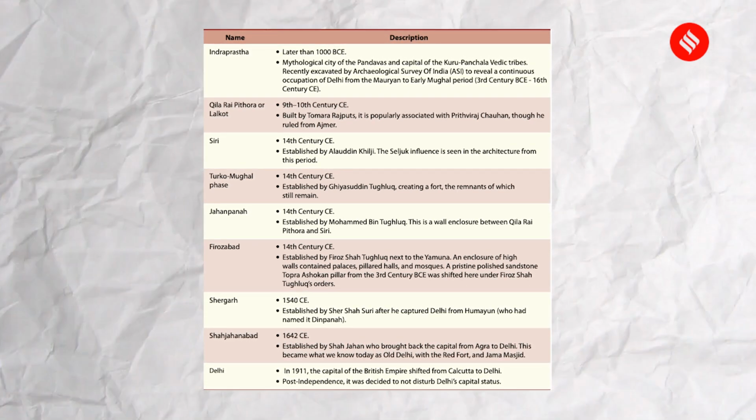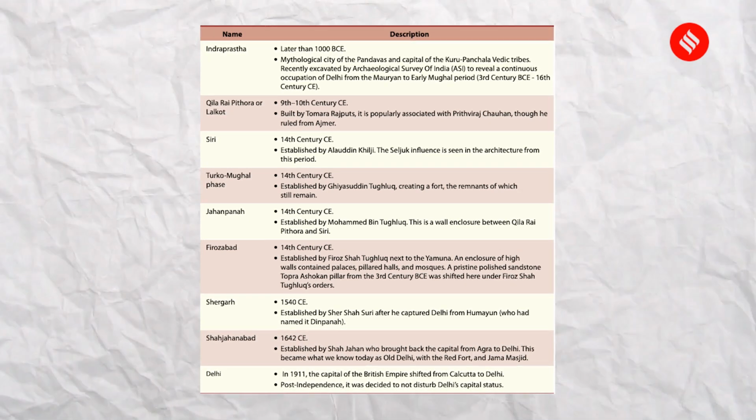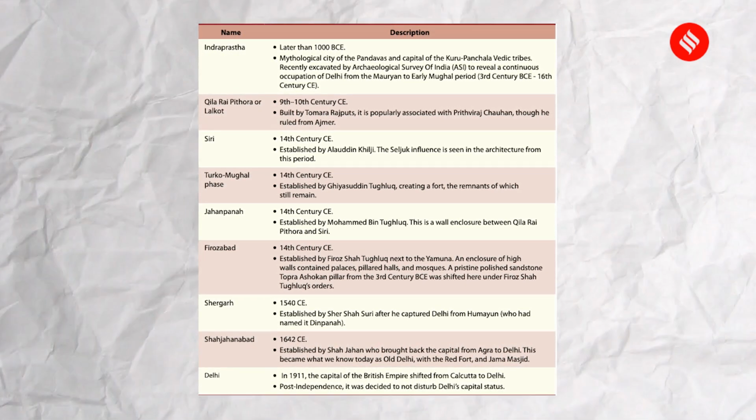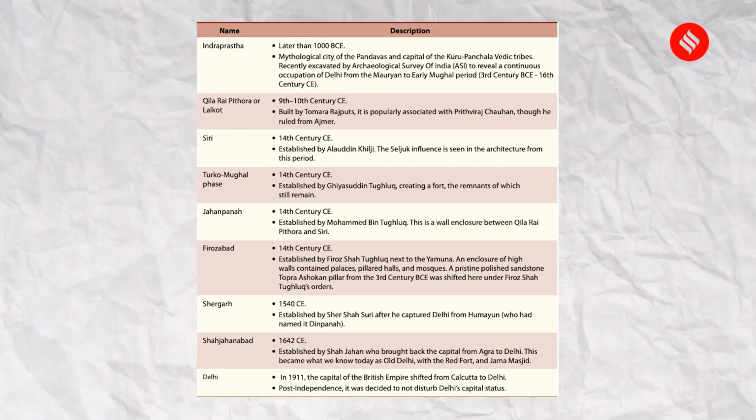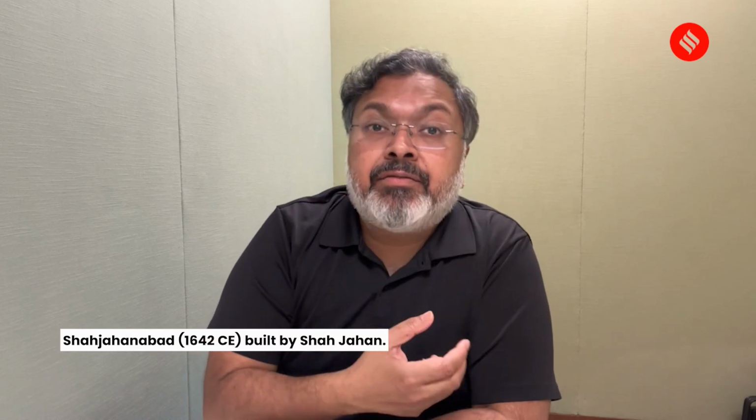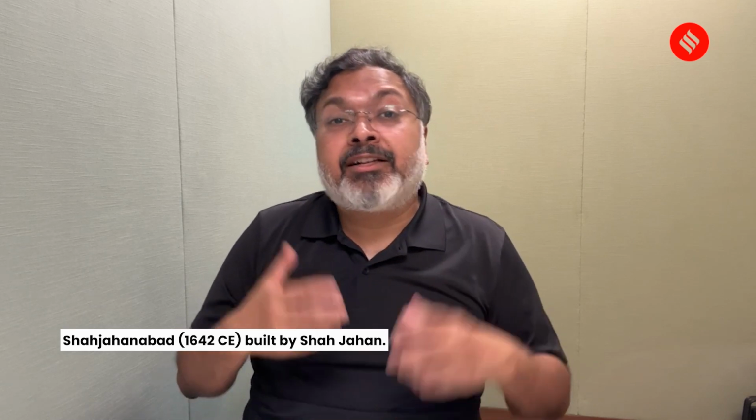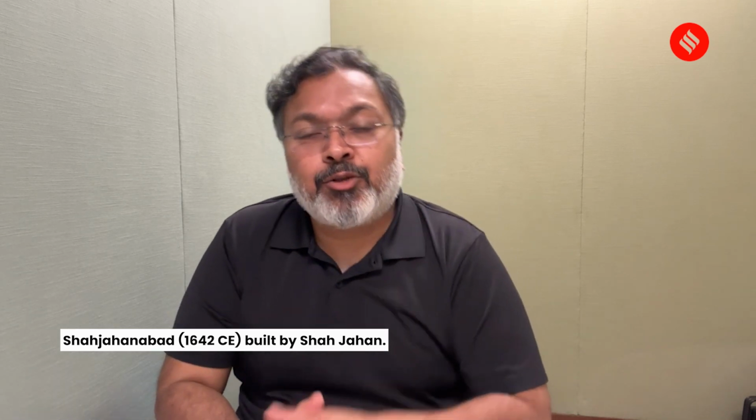These are built by the Lodis, and then you have the Mughals coming in, and so you have the Purana Killa being built. Purana Killa means the old fort; the Naya Killa is the Red Fort. The Purana Killa was built by Humayun, and then there's Sher Shah Suri, who was an Afghan. He is playing a part in the Purana Killa, after which you have Shahjahanabad, which was built by Shah Jahan, which is the Red Fort. You have then the Lutyens Delhi being established by the British. So you have these cities emerging in Delhi, one after the other.